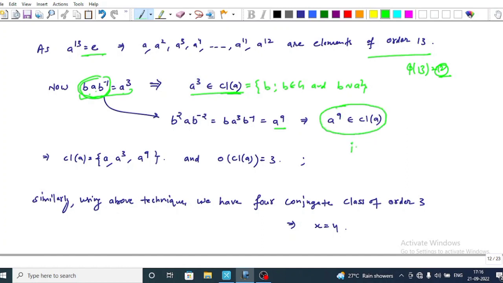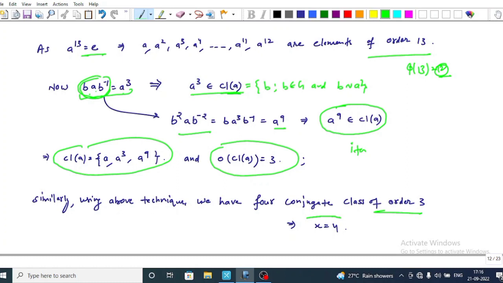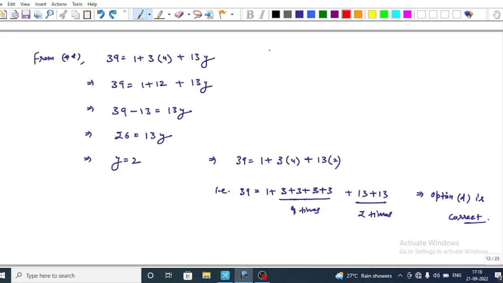Again and again using the iteration, we get only 3 elements in the conjugate class of A, and the order of this conjugate class is equal to 3. Similarly, using the above technique we have 4 conjugate classes of order 3. This means that from the previous discussion x is equal to 4. This implies that 39 is equal to 1 plus 3 into 4 plus 13y. After some calculation we have 26 is equal to 13y, that is, y is equal to 2.